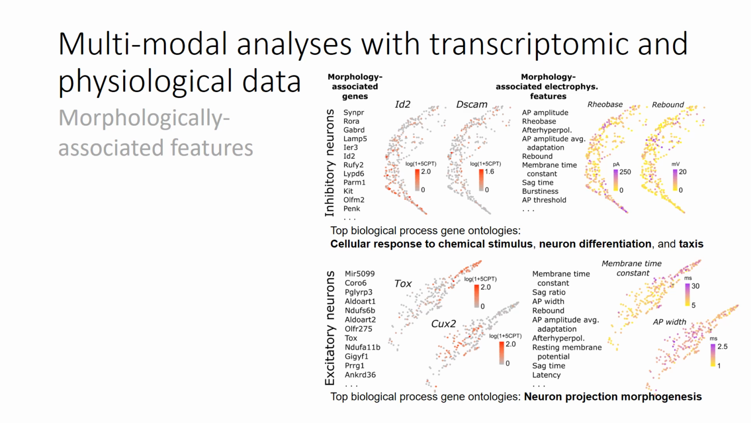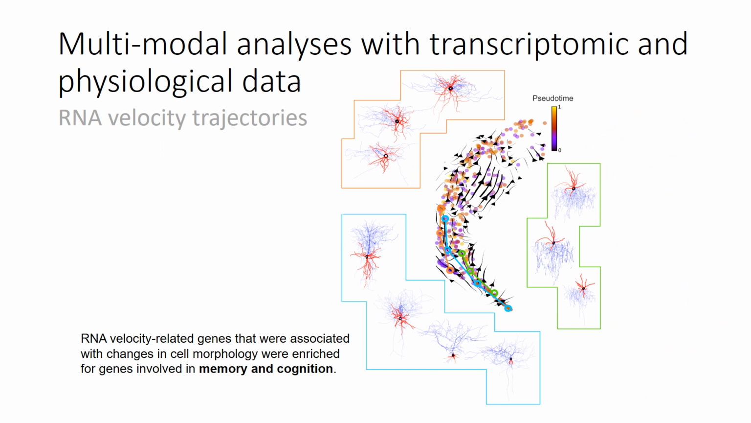We also projected the RNA velocity field onto the GW cell morphology space to look for continuous transcriptomic changes that are also associated with changes in cell morphology. RNA velocity-related genes that were also associated with changes in cell morphology were enriched for genes involved in memory and cognition.